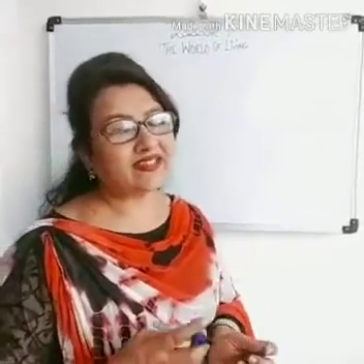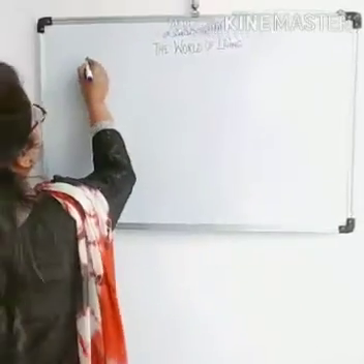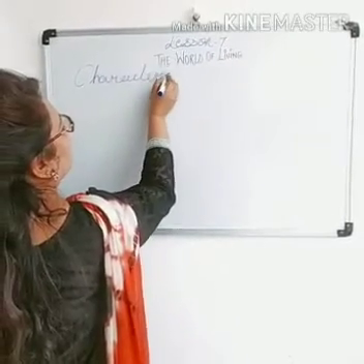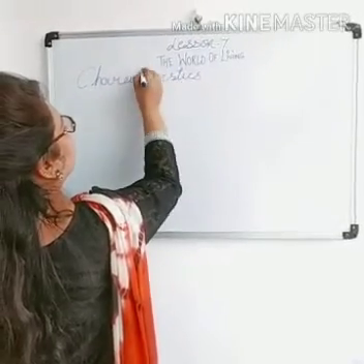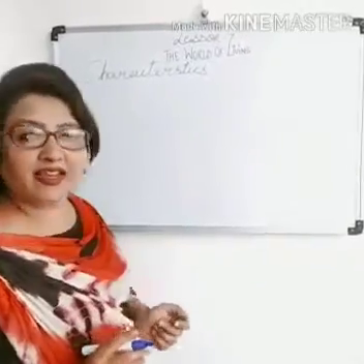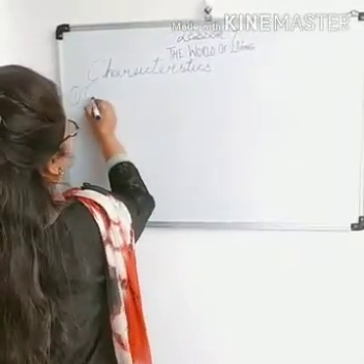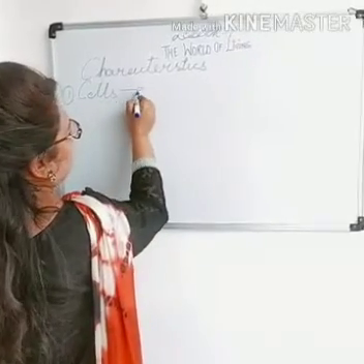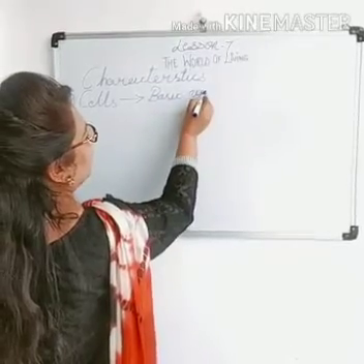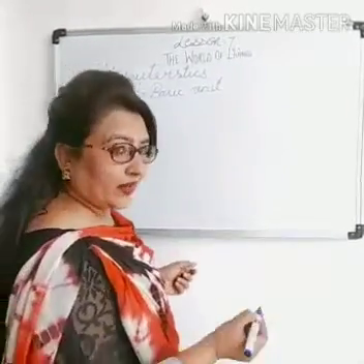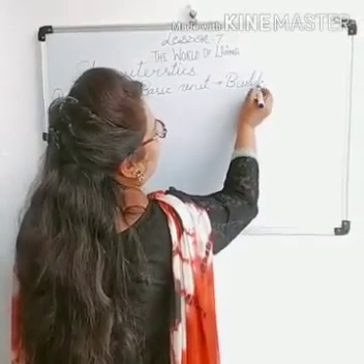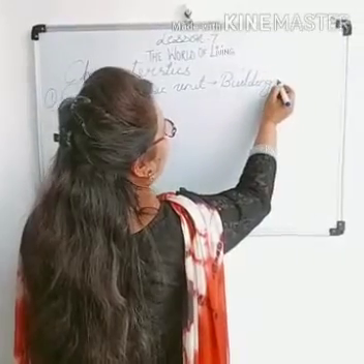Now let's discuss the characteristics of living things. The first characteristic of living things is that they are made up of cells. Cells are the basic unit of life. We can also say that they are the building blocks of an organism.